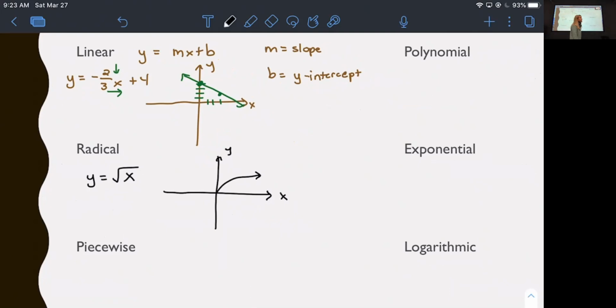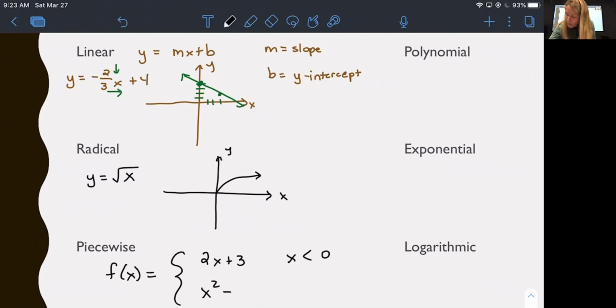Piecewise functions, you don't need to know how to graph them, but you would need to know how to plug into them. So a piecewise function is a function that has 2 or more pieces. So you could have, it's 2x plus 3 when x is less than 0, and it could be x squared minus 4 when x is greater than or equal to 0. So that it's a function that comes in pieces.